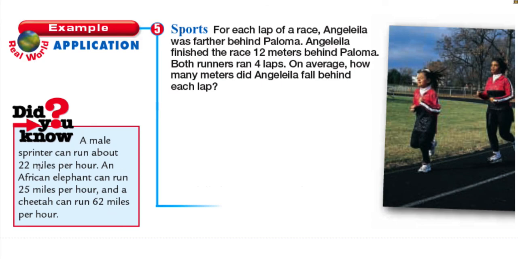By the way, here is an interesting did you know tidbit. A male sprinter can run 22 miles an hour. An African elephant is actually faster than a male sprinter, and a cheetah, of course, is the fastest of all land animals.